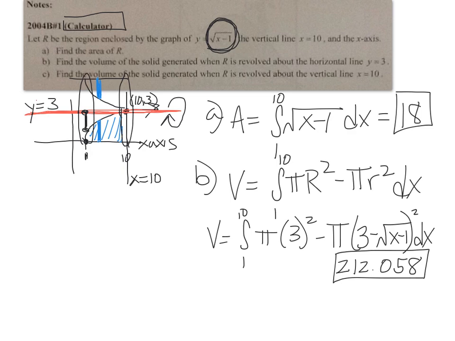All right, the last part of this problem, part C, says find the volume of the solid generated when the region R is revolved about the vertical line x equals 10.